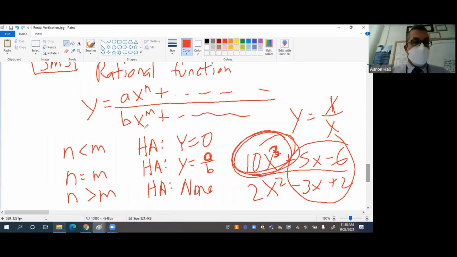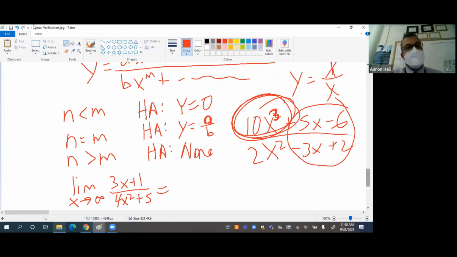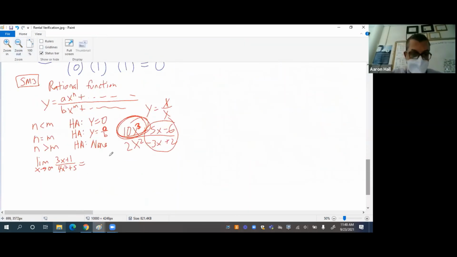All right, consider this then. What if I have the limit as x approaches infinity of 3x plus 1 over 4x squared plus 5? What is the answer? 0. Why is it 0? Because of our horizontal asymptote. We have n is less than m, so we converge on y equals 0. So the answer is 0. Are we good with that? Okay, moving on.